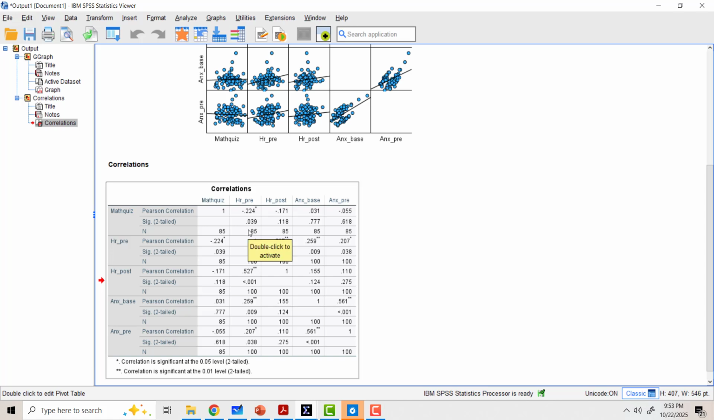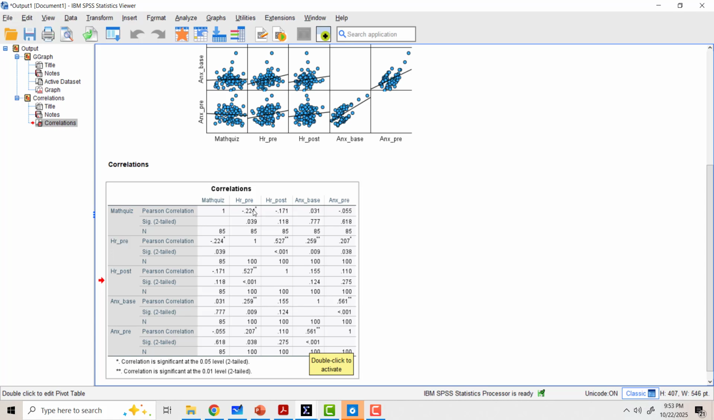We can see probably about the strongest correlation is between the two anxiety metrics. So anxiety pre and anxiety base has a correlation of 0.561, and it's significant at the lowest P level. P is less than 0.01. And we can also see the two other heart rates are actually significant. The heart rate pre and the heart rate post, again, a correlation above 0.5, P is less than 0.01.